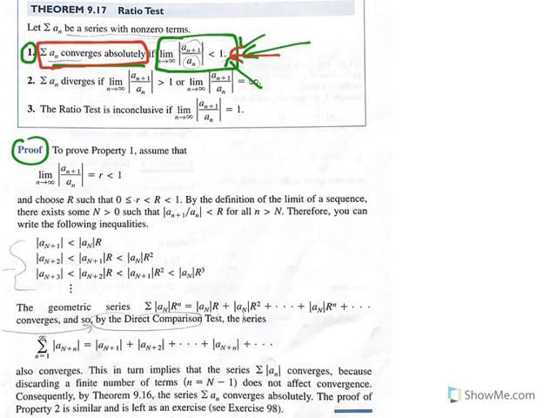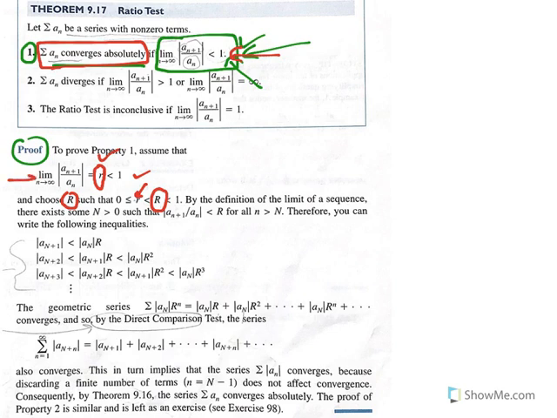And again, this is our starting point. To prove property 1, we assume that the limit of the absolute value of the quotient of the n plus 1th and the nth terms as n approaches infinity is less than 1, and we'll say it's equal to some value lowercase r that's less than 1. And we're going to choose uppercase R so that it is also less than 1, but greater than lowercase r, which is whatever the limit is equal to.